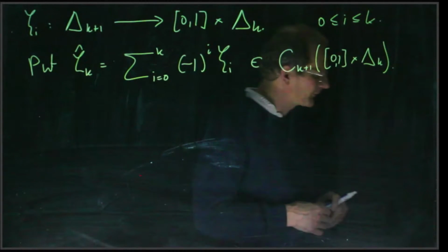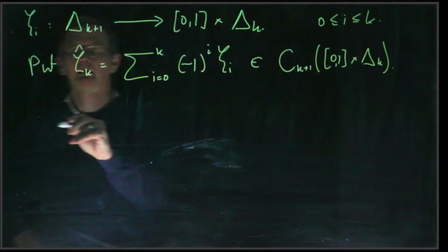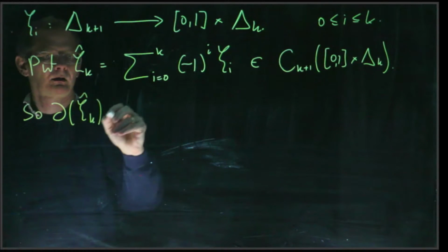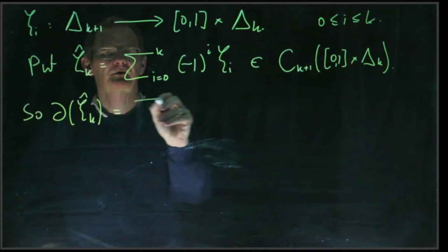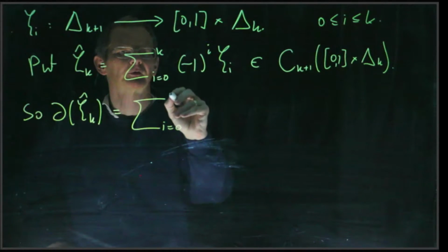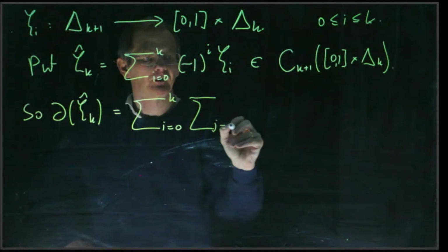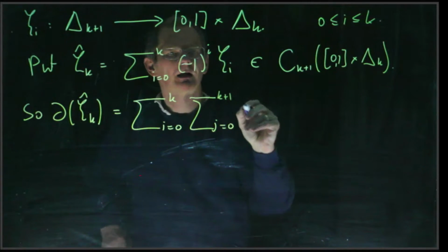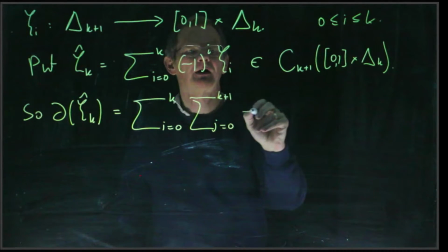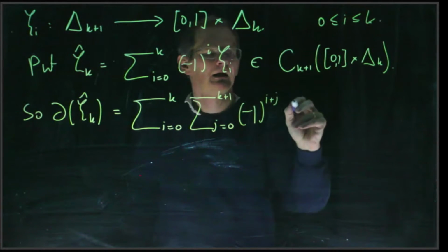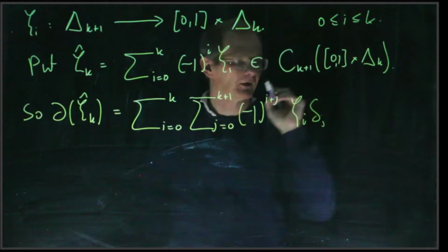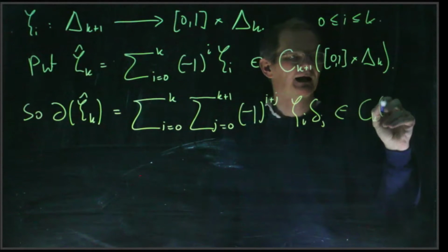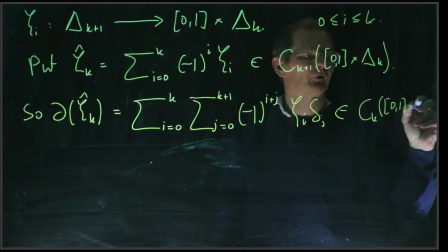And we want to know what the boundary of this is. Okay, so we just recall the general procedure for taking the boundary. Again, we've still got the sum from i is 0 to k, and then the boundary involves a sum over j, because this is in C_{k+1}. Now this is a sum from j is 0 to k plus 1. And then you get a -1 to the j combined with that -1 to the i there. So it's a -1 to the power i plus j, zeta i composed with delta j. Now this is an element of C_k of [0,1] cross delta k.